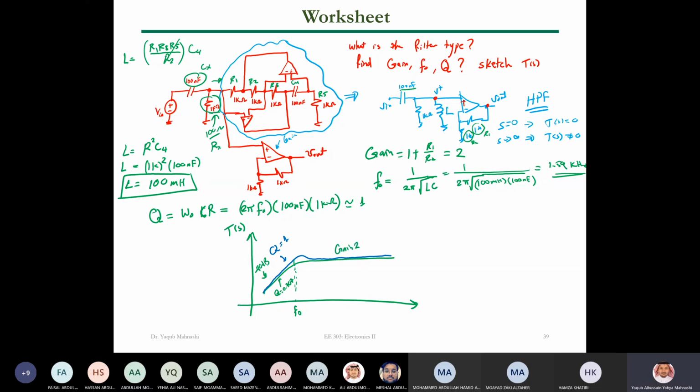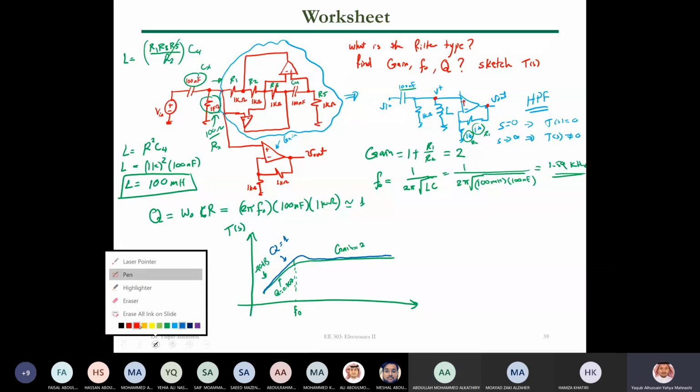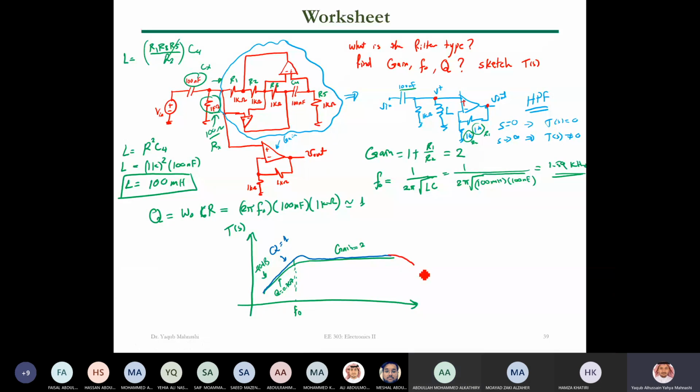What else, Shabab? Can we go for infinity? This is a low pass filter. No, we should consider the bandwidth of the op-amp. Exactly. So there will be a roll off at the high frequency due to the bandwidth limitation. So this one will go down here, and this is due to the limitation, to be exact, the bandwidth limitation of the op-amp.